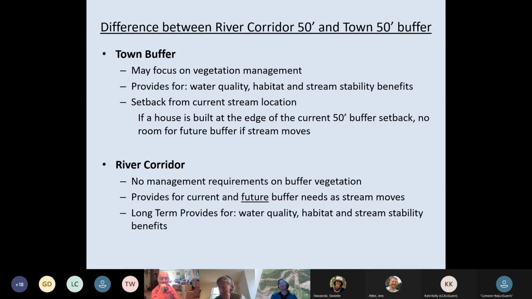The 50-foot buffer in the river corridor is not focused on managing the riparian buffer vegetation itself. It's simply the space to allow for that over time, and it's providing for the current and future buffer needs. And it's also taking the long-term approach for water quality, habitat, and stream stability benefits.